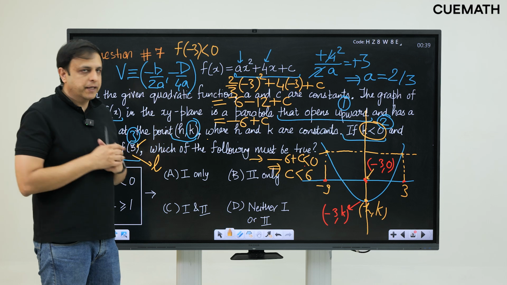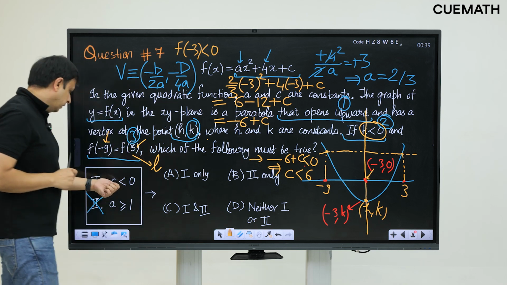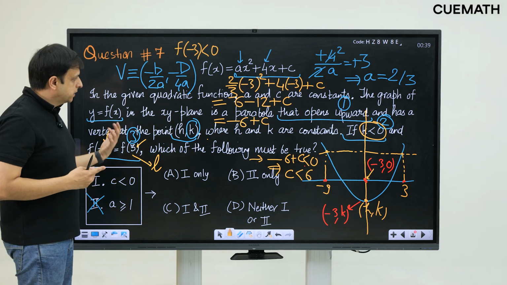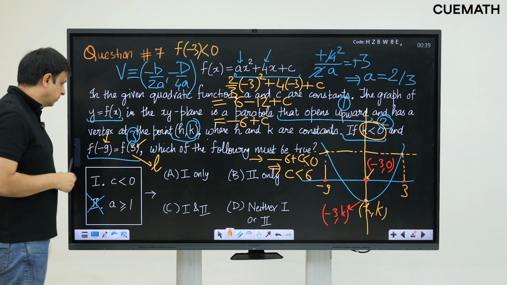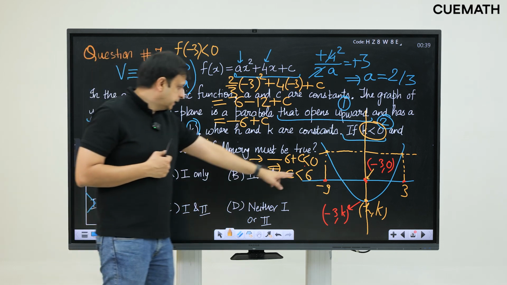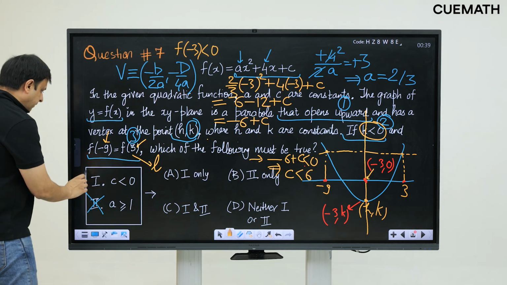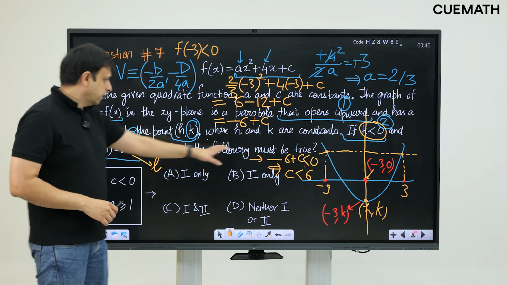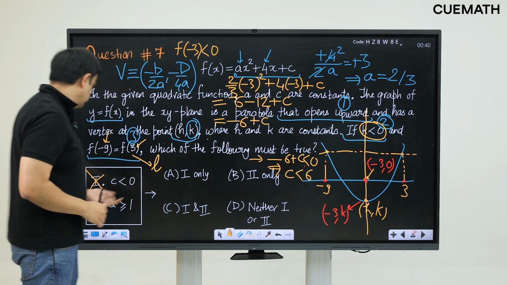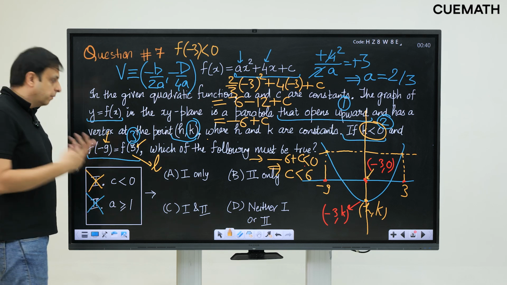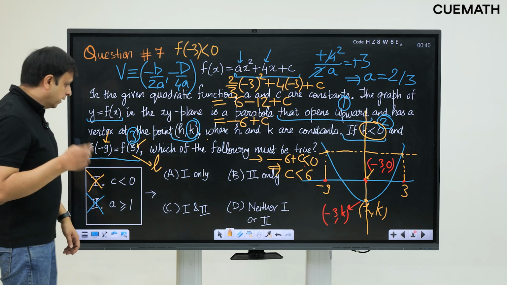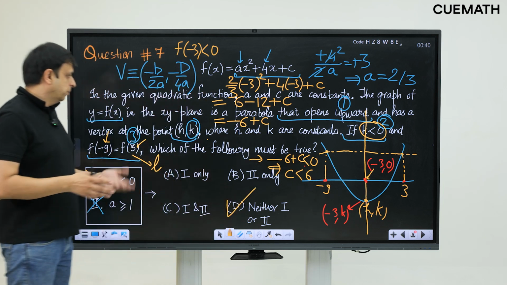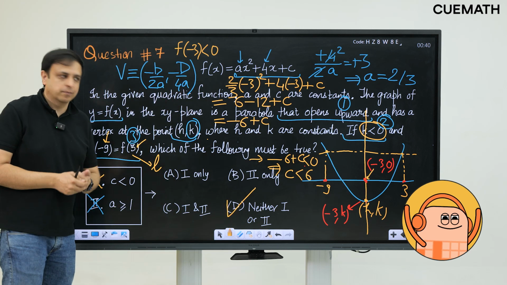So, c should be less than 6, but what this statement says is c should be less than 0, and there is really no reason to suspect from our analysis that c should be less than 0. All we can say is that c should be less than 6, and therefore, this statement is also incorrect. It says which of the following must be true. So, c less than 0, there is no reason why it must be true, and therefore, we can rule that out. The correct option here is option D, neither 1 nor 2 must be true, and that concludes question number 7.